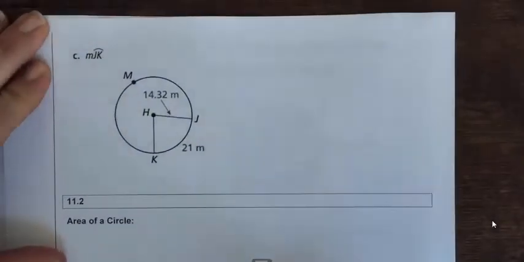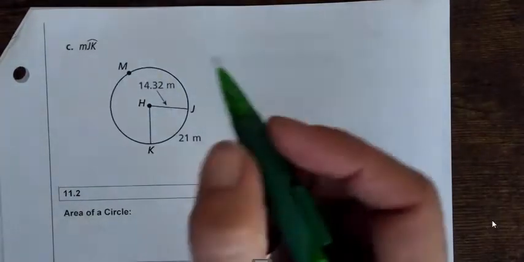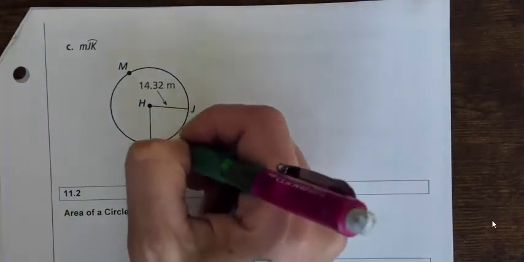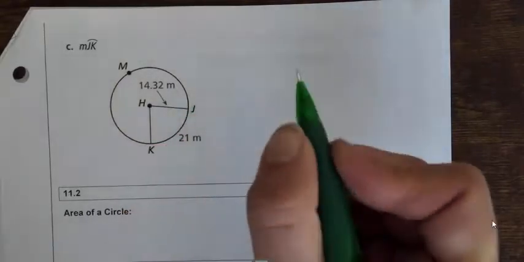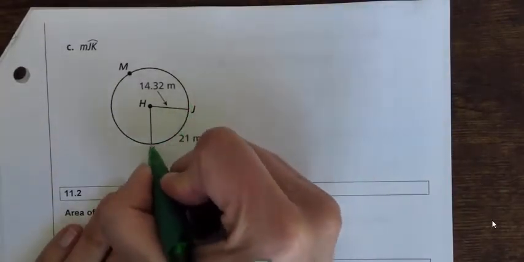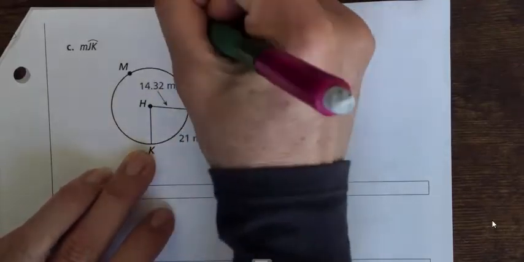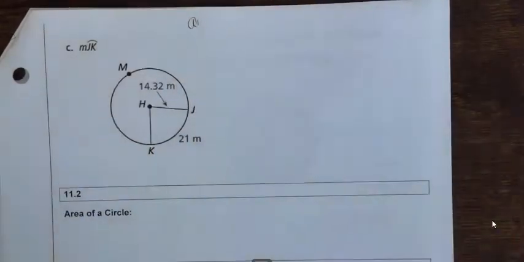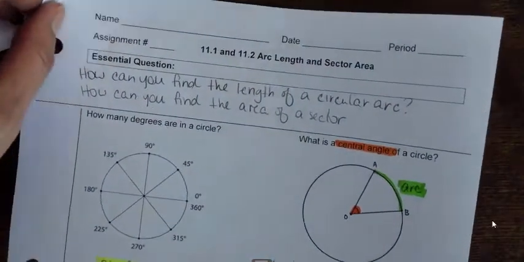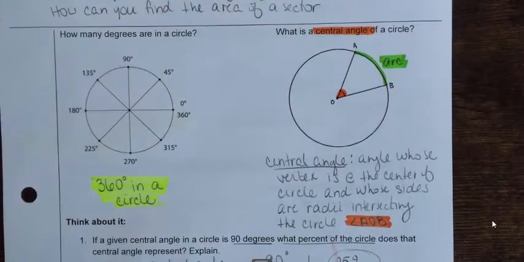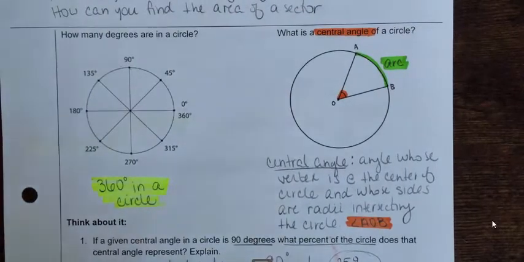So you got to think about what you've been given. Now I want to find the measure of arc JK. Well, arc measure is always equal to the central angle, so maybe we should write that down too. Let's write that on the front.